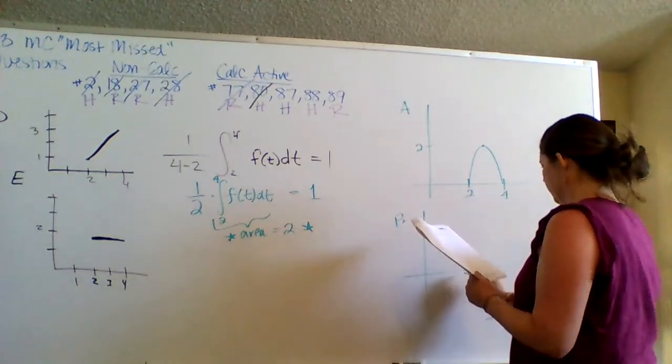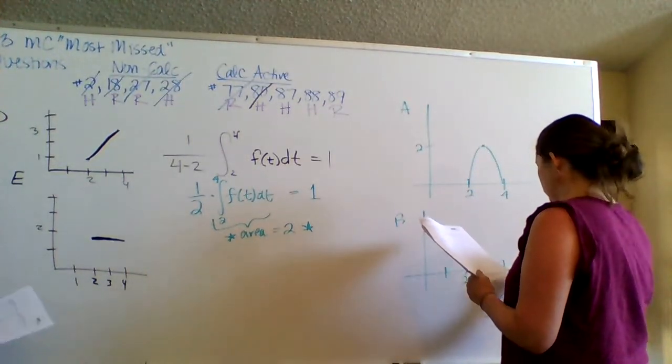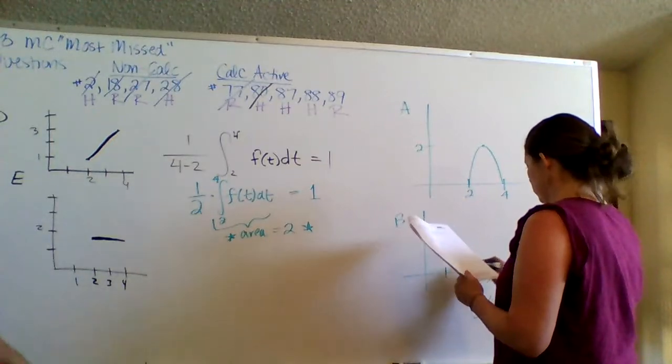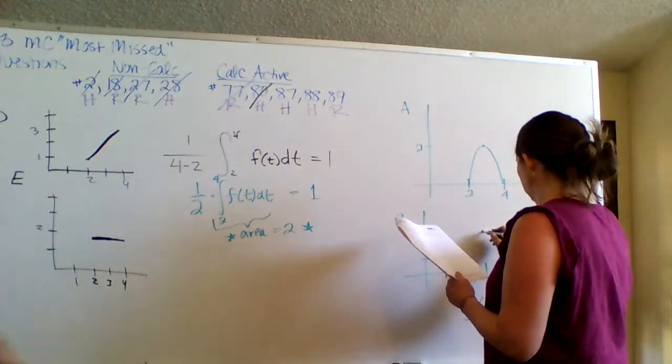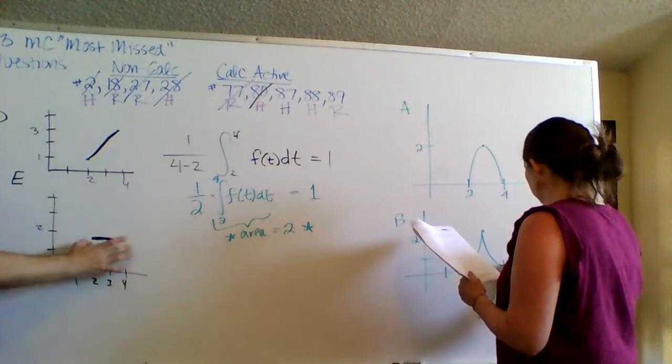You got A, B, and C? Yep. All right, so I'll just start talking about these. I forgot what the answer actually is, but let's just talk about what f_ave actually is for these.